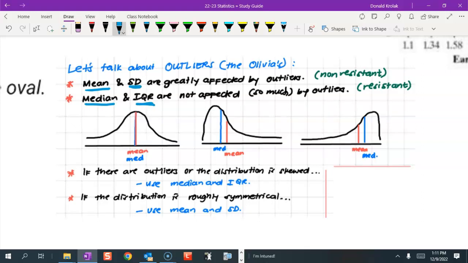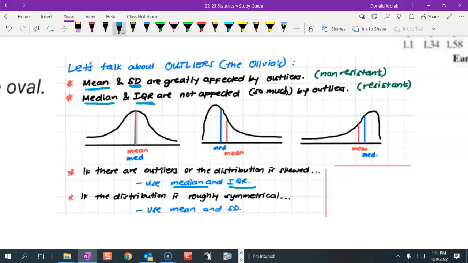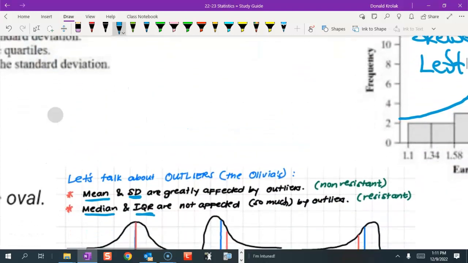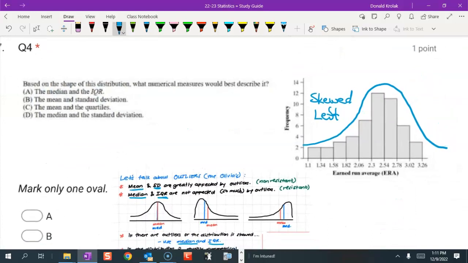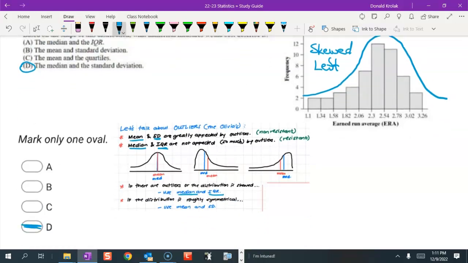If you've got data that has outliers or is skewed one way or the other, you want to use the measurements that aren't affected as much by the skewness. So if you have outliers or the distribution is skewed, we want to use the median and the IQR to measure the center and the spread. So on this example here, since it is skewed, we want to use the median and the IQR, because they're not going to be as affected by the skewness.